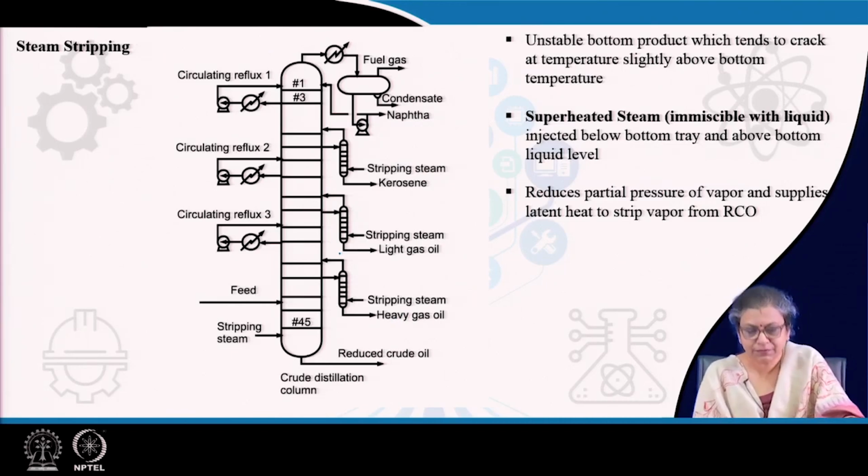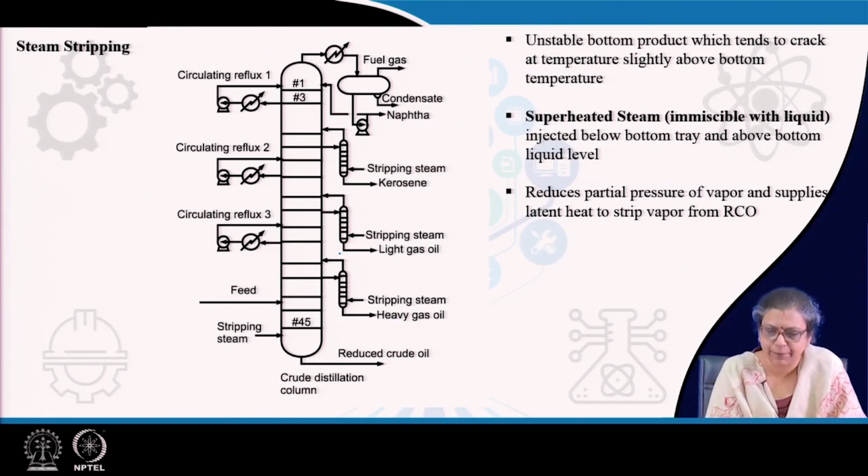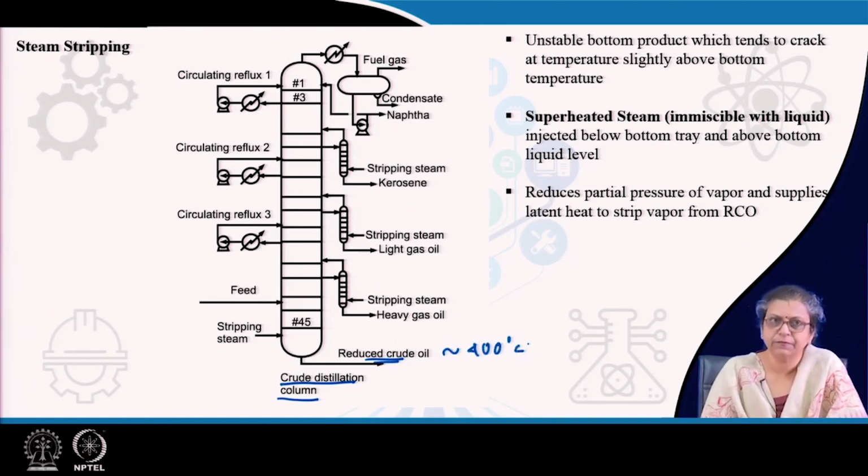One very important thing which you should remember is that the product which you are getting from the bottom may be at such a temperature that it will degenerate or crack at a temperature slightly above the bottom temperature. A classical example is that of a crude distillation column. In the crude distillation column, the bottom product is a reduced crude. Usually it cracks at around 400 degrees centigrade. Typically the bottom temperature is about 365 or so degrees centigrade. So, when this is introduced in a reboiler, quite naturally the reboiler temperature has to be close to 400, it may be slightly above it.